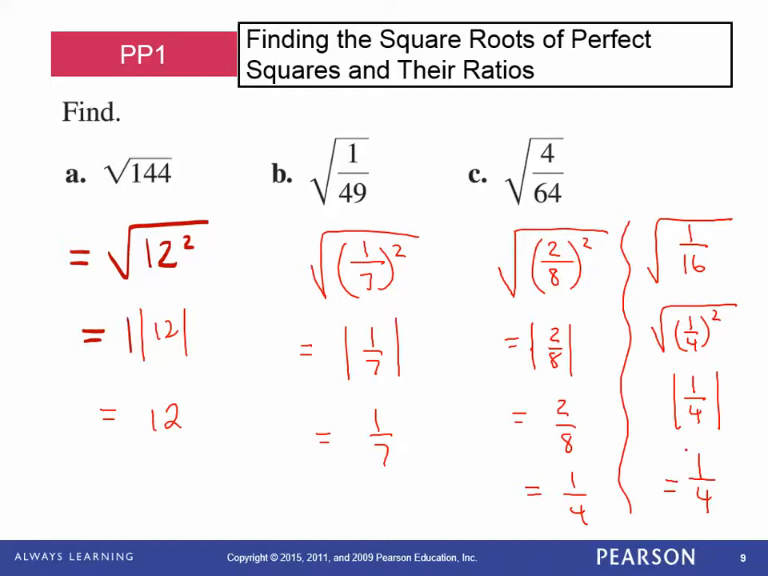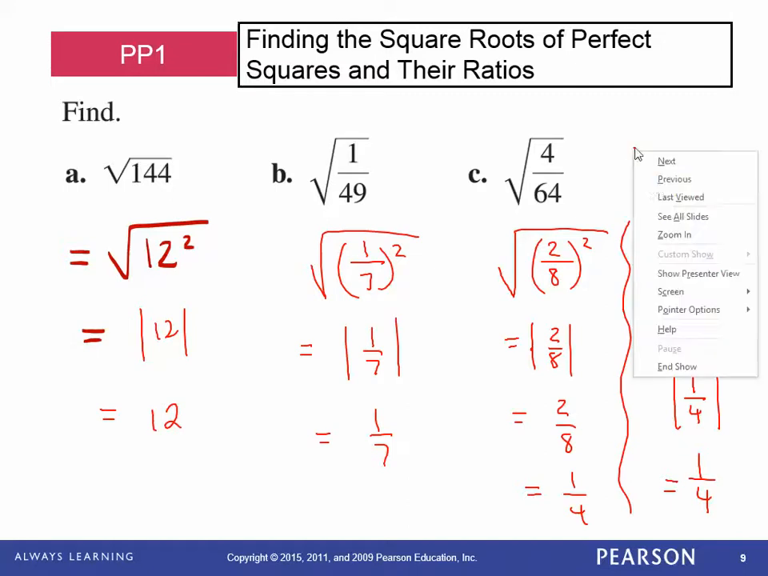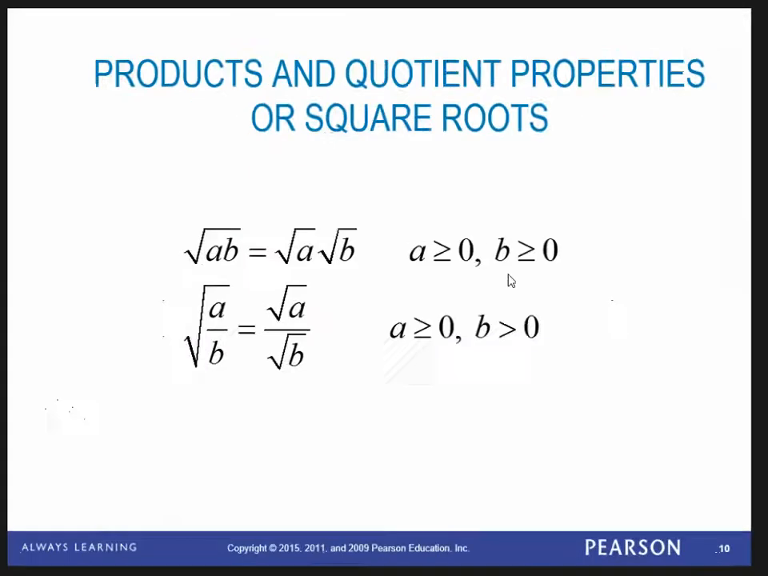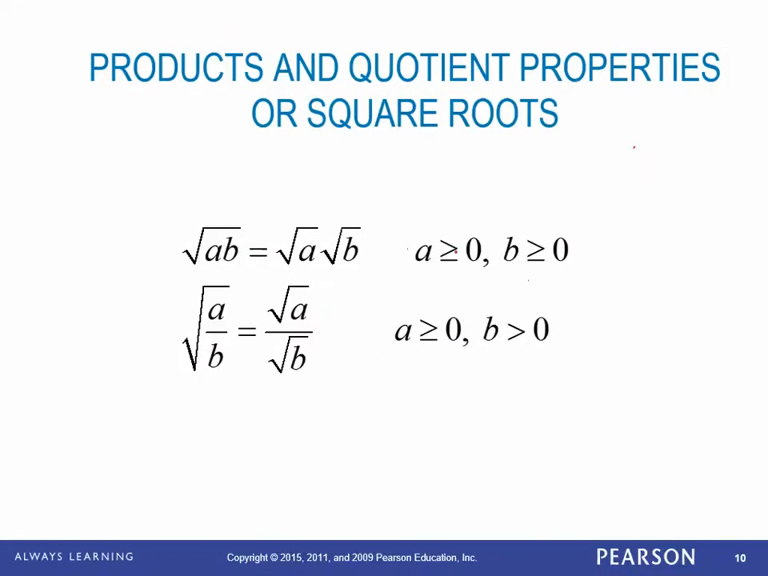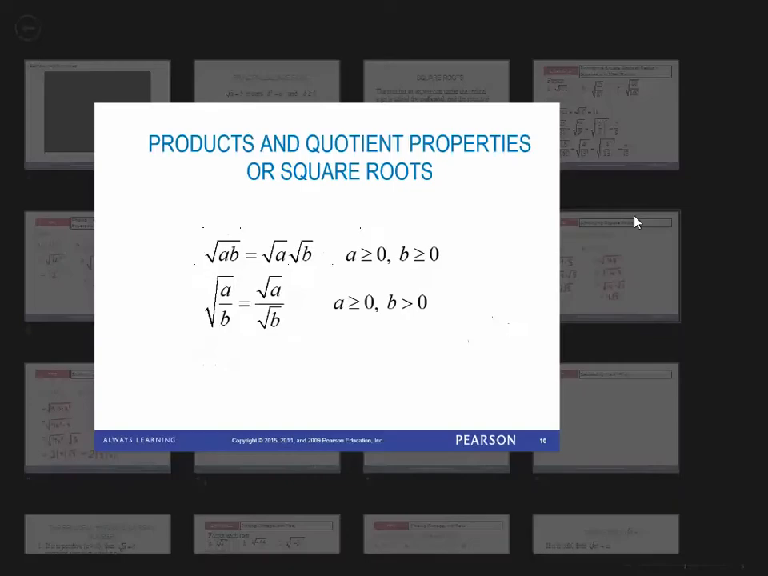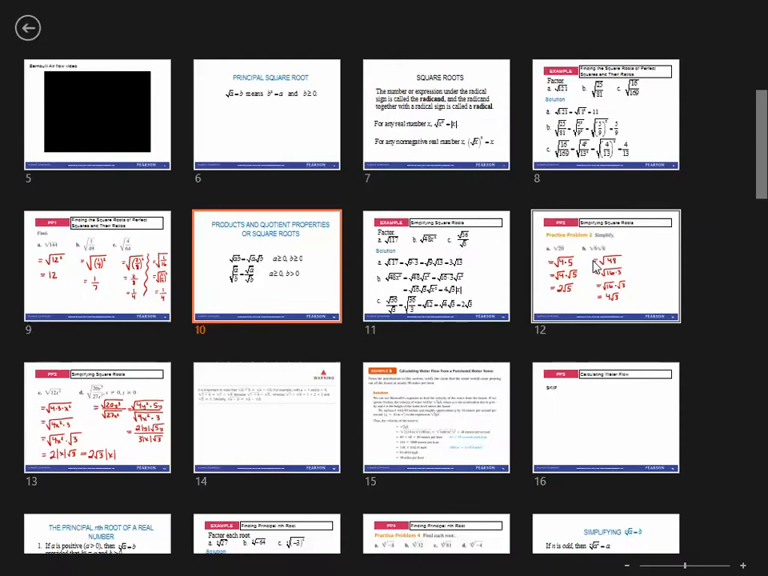Okay, some more properties here to take a look at. Again, if these are positive, then we can do this here. If A and B are both positive, I can either multiply the numbers together, take the square root, or I can take the square root of the numbers individually and then multiply them together later. Again, same thing, division. I can divide first, then take the square root, or take the square root of those numbers and then divide them. So practicing that concept.